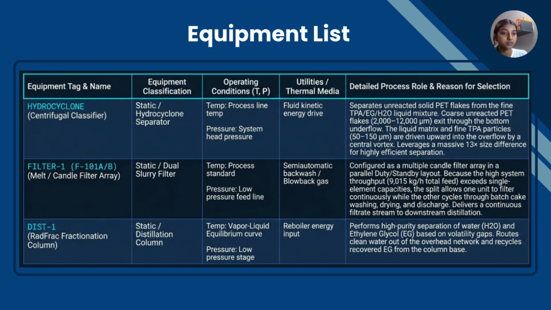Next, the liquid stream is routed to Filter 1, which is configured as a parallel duty and standby multiple candle filter array. Because our high total throughput of over 9,000 kg per hour exceeds single element capacities, this split layout ensures one unit filters continuously while the other safely cycles through batch washing and cake discharge. Finally, the continuous filtered stream feeds into our RedFrac distillation column, which performs high purity fractionation to recover clean water overhead and recycle ethylene glycol from the base.